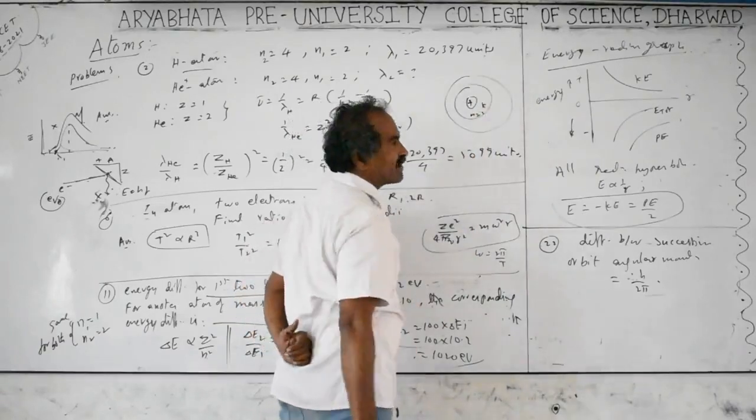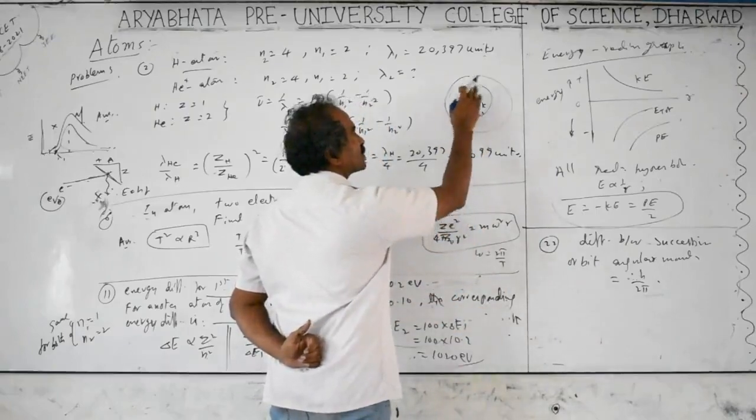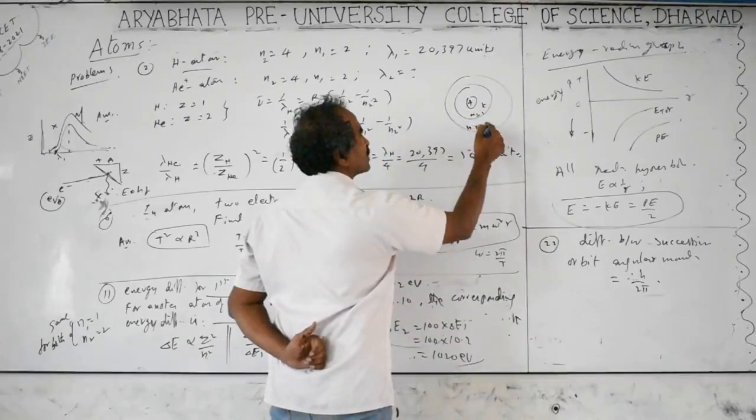It is the SPDF orbitals. Orbitals you can also take. An orbital is three-dimensional, while an orbit is two-dimensional. n equal to 2 is nothing but the L shell.